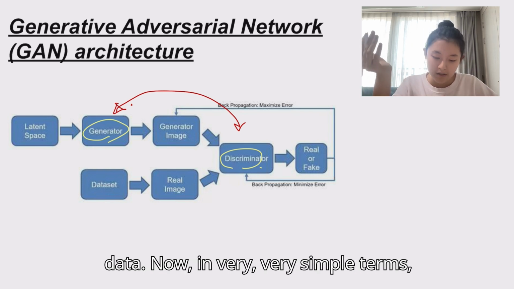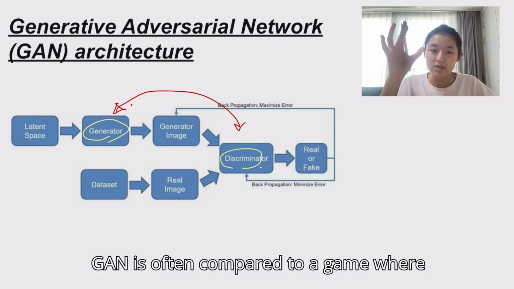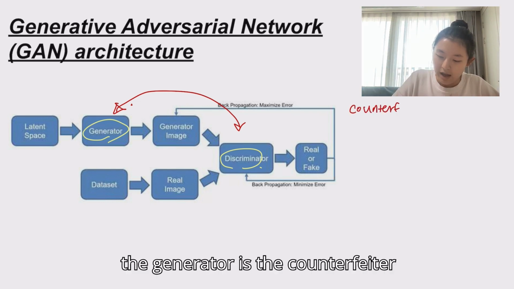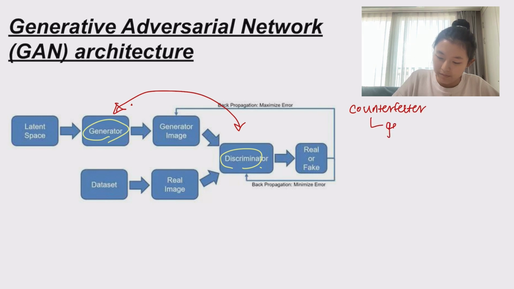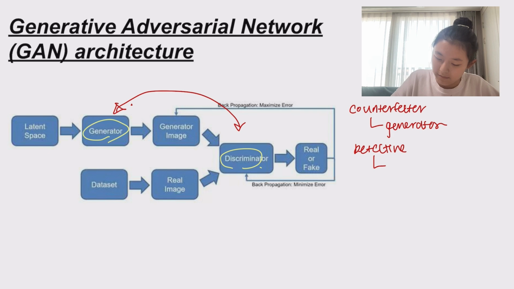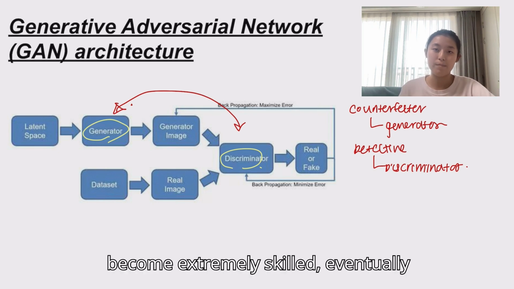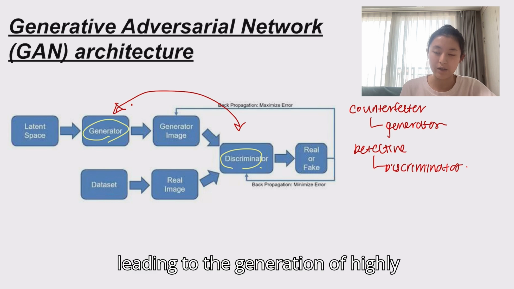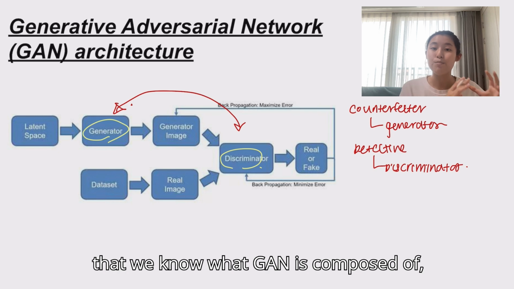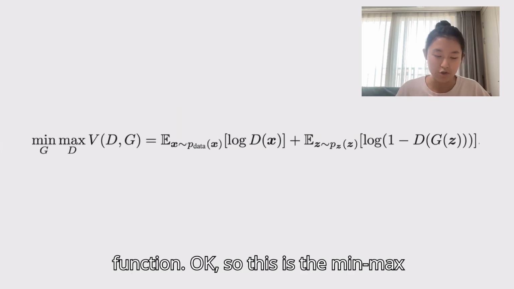Now, in very, very simple terms, GAN is often compared to a game where the generator is the counterfeiter, and the discriminator is the detective. And with each iteration, both networks become extremely skilled, eventually leading to the generation of highly realistic outputs. Okay, now that we know what GAN is composed of, let's take a look at the whole min-max function.